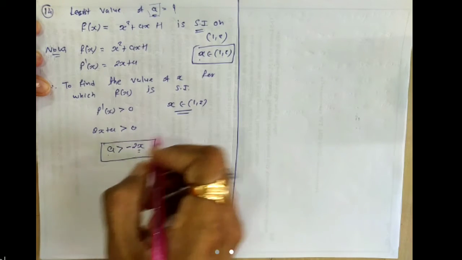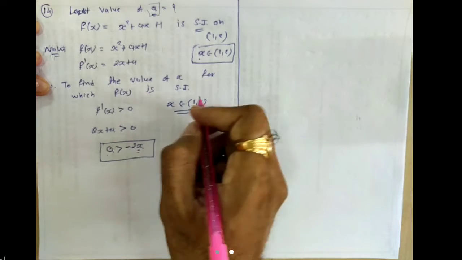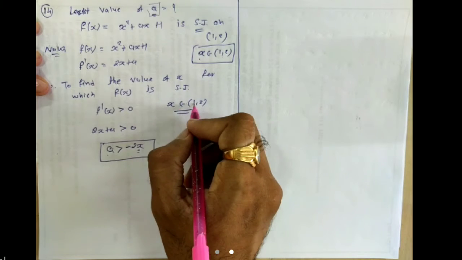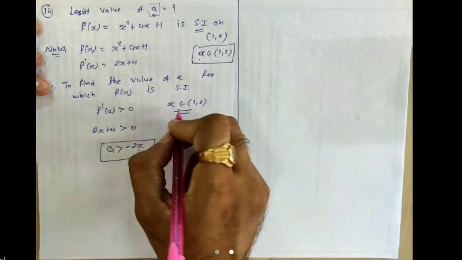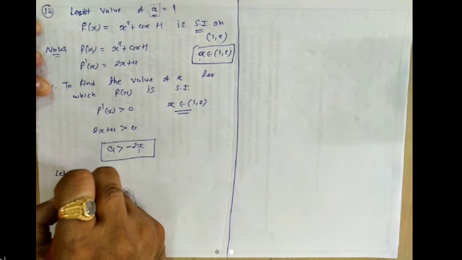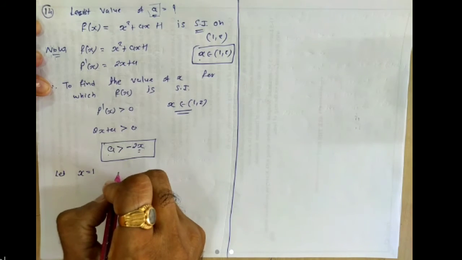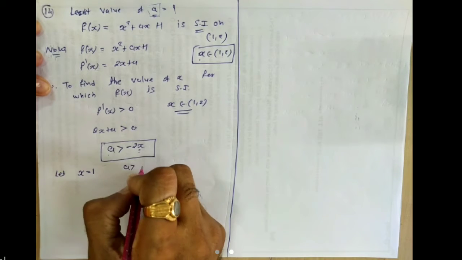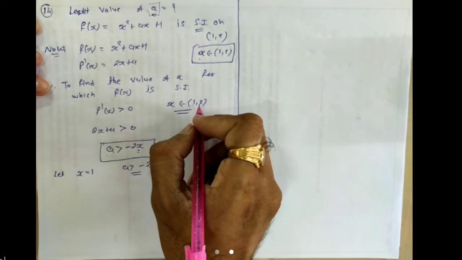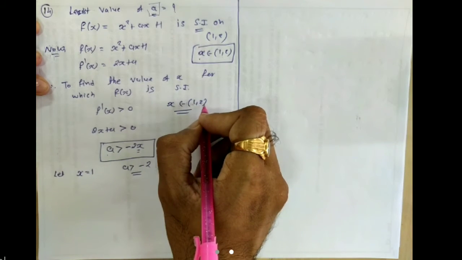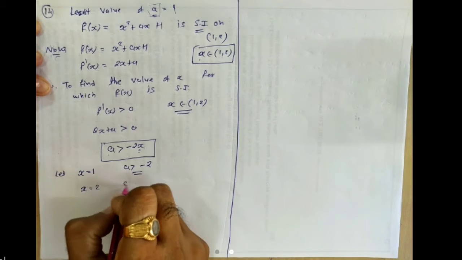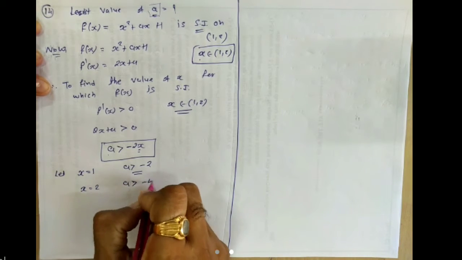And what is the value of x? x must lie in the open interval 1 to 2. So here two ends are there, x equal to 1 and x equal to 2. So one endpoint is 1, another endpoint is 2. So if we are taking x equal to 1, a is greater than minus 2. And this is called the lower limit, this is the upper limit, the maximum value. So if we take x equal to 2, then a must be greater than minus 4.